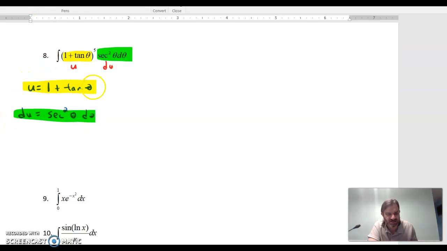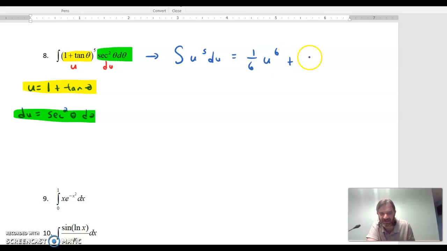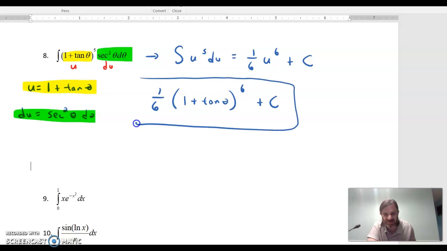Okay. So in that case, we'll say this thing is just u to the 5th du, which allows me to reverse my power rule. I'll raise u by 1, so it'll be to the 6th. So 1/6 u to the 6th plus c. But let's go ahead and take that back to theta. So that'll be 1/6 times the quantity of 1 plus tangent of theta to the 6th plus c. So just being careful as we go. Okay.